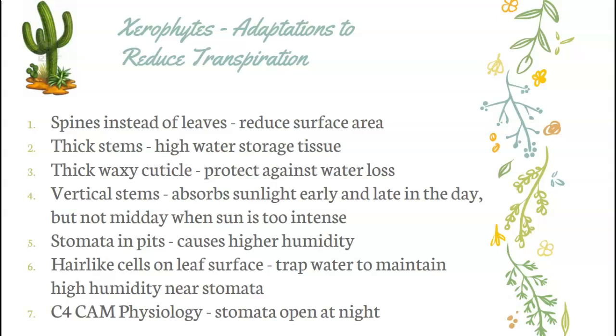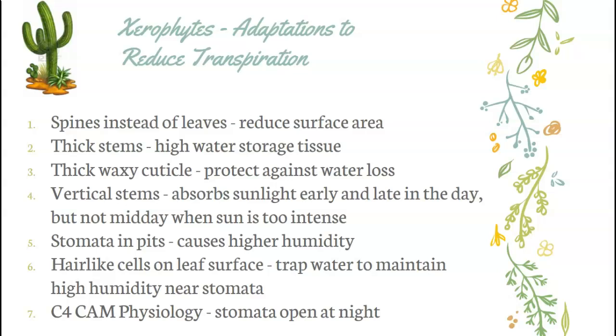So some of the adaptations is that they have spines instead of leaves, right? You don't see cacti that have big, beautiful leaves that you would see on maybe flowers or maple trees. They have thick stems, which allows for massive water storage. This is super helpful, obviously, because there's not a lot of water in the desert. Their waxy cuticle is significantly thicker than a typical plant, which helps prevent water loss from the sun constantly beating down on them.